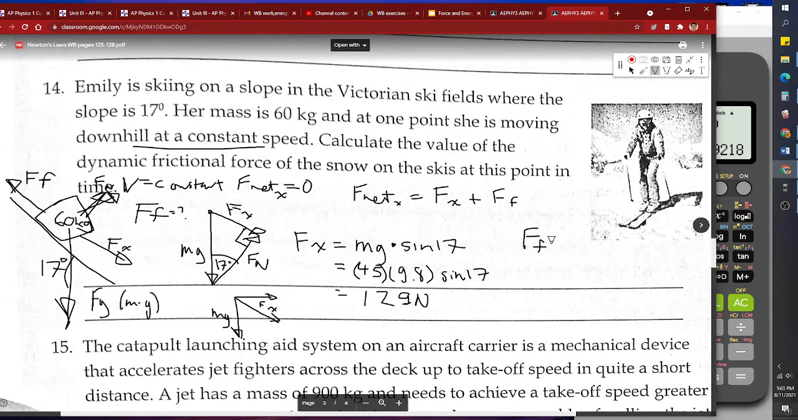Ff equals F net minus Fx. And you'll find that this gives you a negative answer. We know F net is 0, so minus the 129, and it equals negative 129. That negative just tells us that the force of friction is opposite. Oh, not 0. What's with the 0? That's an N. Okay, and there it is for 14. Let's move on to number 15 here.